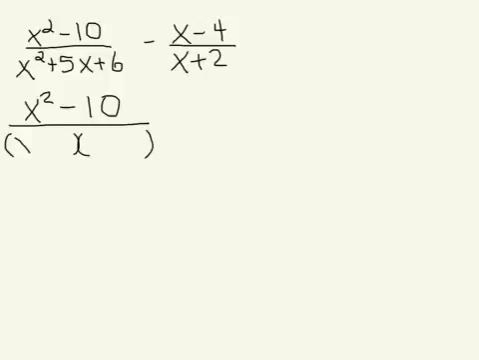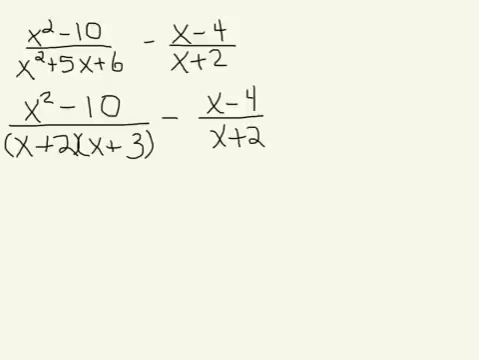You can find that that factors into x plus 2 times x plus 3. In the second fraction, we do not have to do any factoring, so we just recopy it. Now if you look at the denominators, you can see they both already have x plus 2 as a factor, but this one has x plus 3 and this one does not. So to get the common denominator, you want to incorporate x plus 3 into the second fraction.